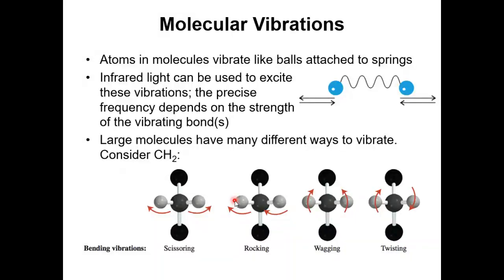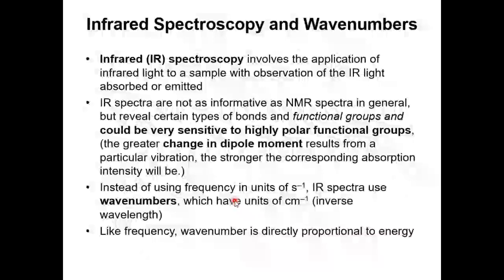So scissoring, as the name suggests. Rocking, simultaneously going up and down, this way, and rocking sideways, this is also called rocking. The wagging is simultaneously up and down. The twisting is one up, one down. These are the four kinds of bending motions. But as I said, we're going to focus on stretching.